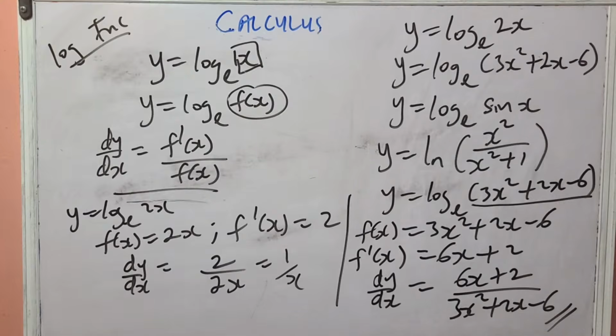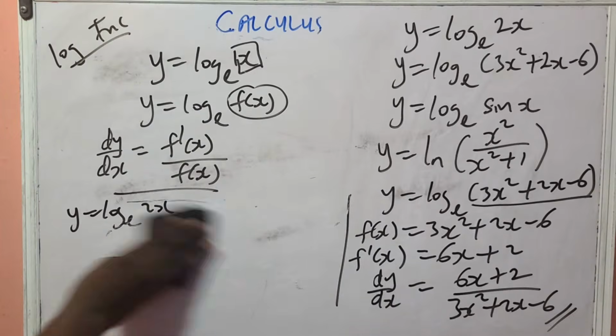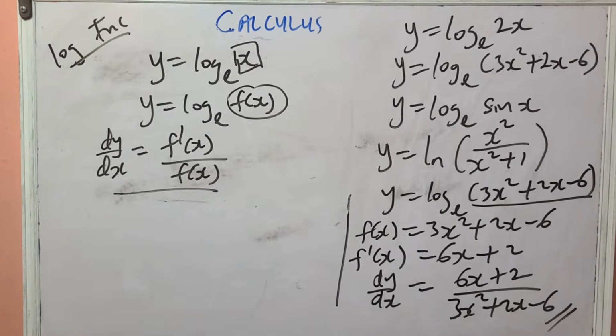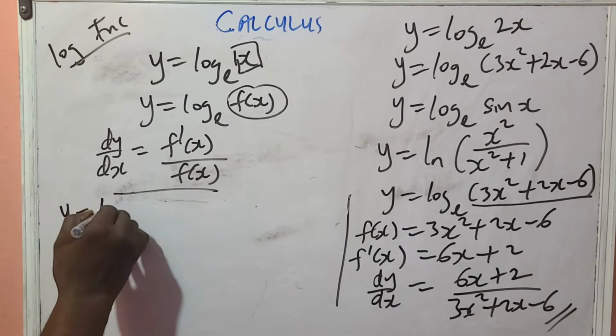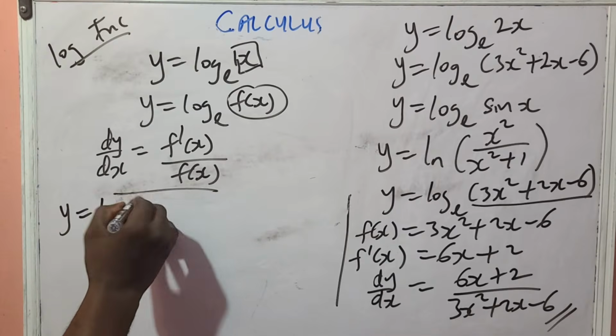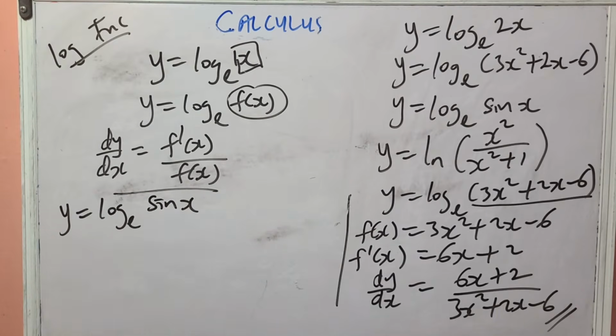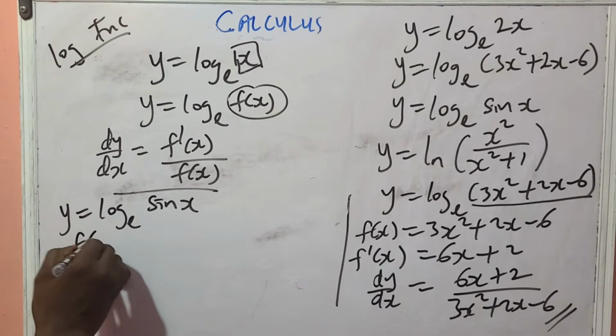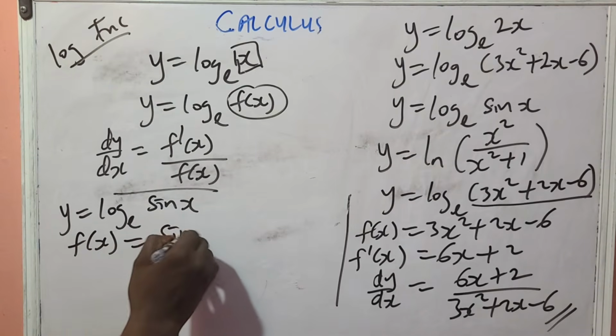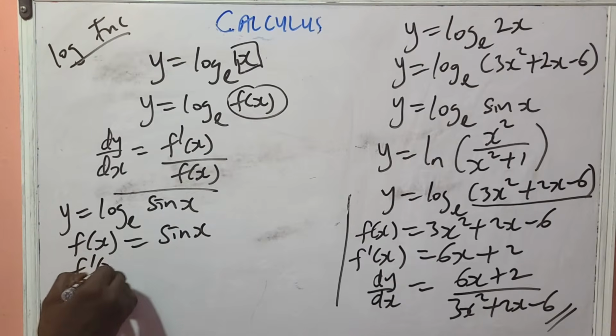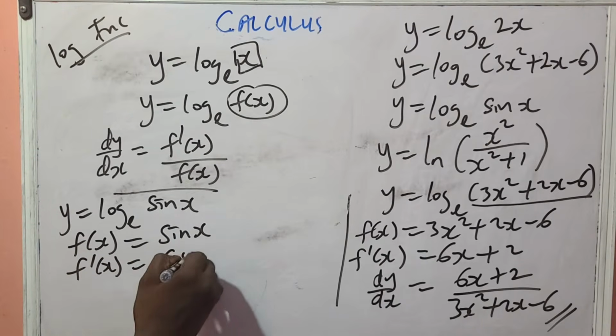So let's see the third one. The third one there, we have log, the natural logarithm of sine x. So y is the natural logarithm of sine x. All right. So how do you find the derivative of the natural logarithm of sine x? Of course, the first thing is for you to go on to identify the function. The function here is sine x. So what's f prime of x? F prime of x here is cos x.